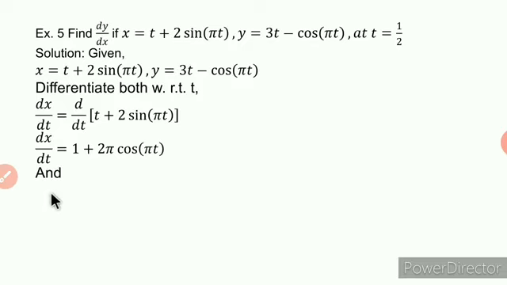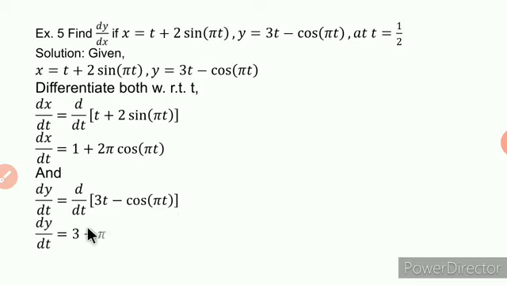Similarly, differentiate y with respect to t, we get dy upon dt is equal to d by dt of 3t minus cos pi t. Now derivative of cos is minus sin, so it becomes minus minus plus, and derivative of pi t is pi. So we get dy by dt is equal to 3 plus pi sin pi t. Now we get both the values.